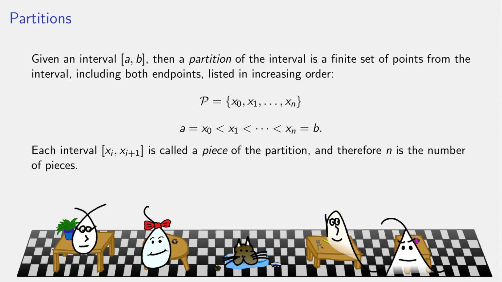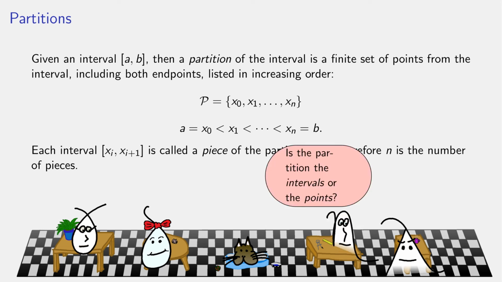Each interval from one point to the next is called a piece of the partition. And if you observe, the first piece goes from x0 to x1, the second piece goes from x1 to x2, the third piece ends at x3, and so forth. So the last piece ends at xn, so n is the number of pieces that we get. The partition, strictly speaking, is the points, but we're using those points to create these intervals. It's not the hugest distinction.